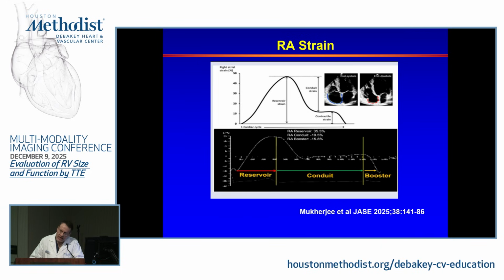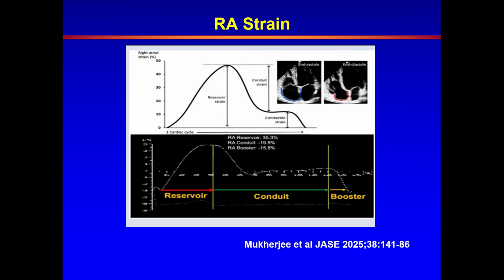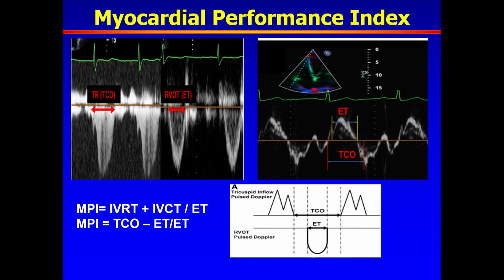But similar to the LA, you have a reservoir strain, and you have a contractile or pump strain, and the difference between them is the conduit strain. There are data that in patients with pulmonary hypertension, reservoir strain is worse, lower, and that this index is associated with more clinical events. But that's all you need to know about RA strain.